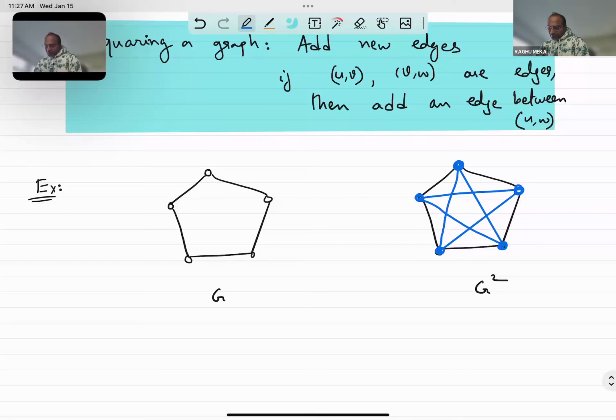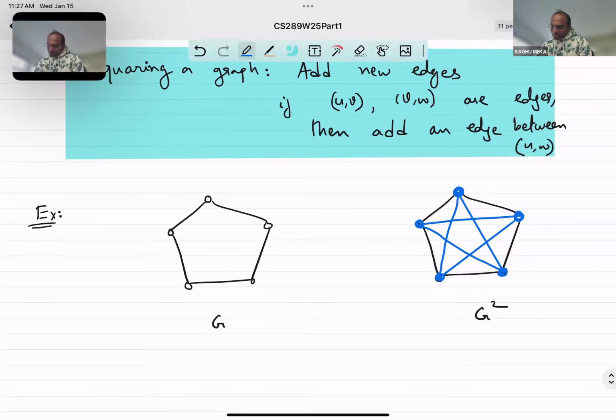And this is not just it, because you're connecting all paths of length 2. So you go here, and then you can also go back. So you would also get self loops here.